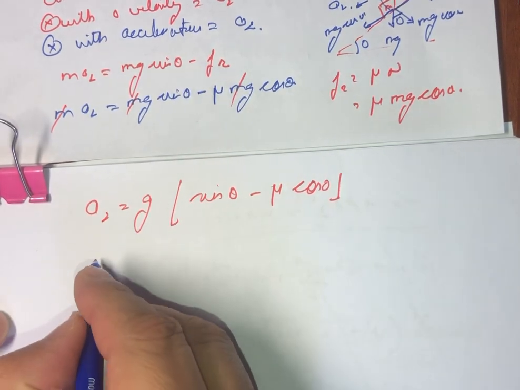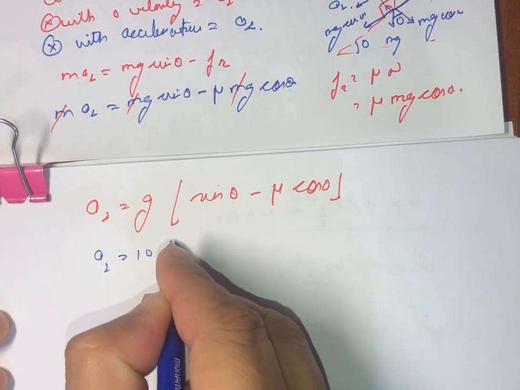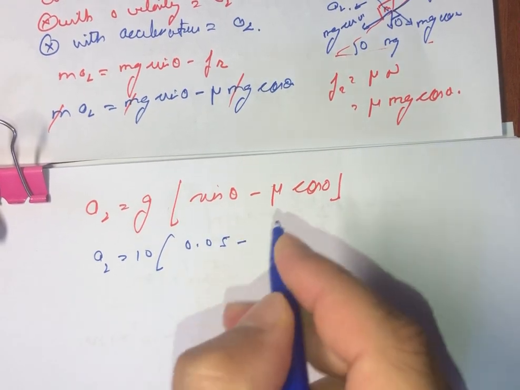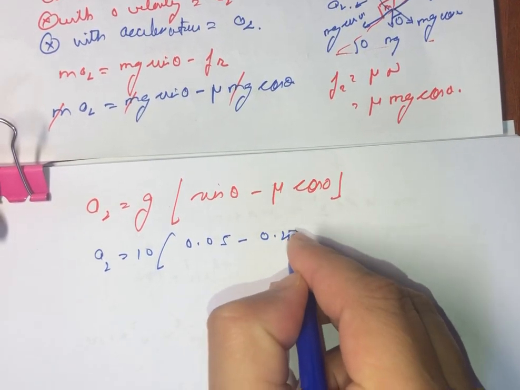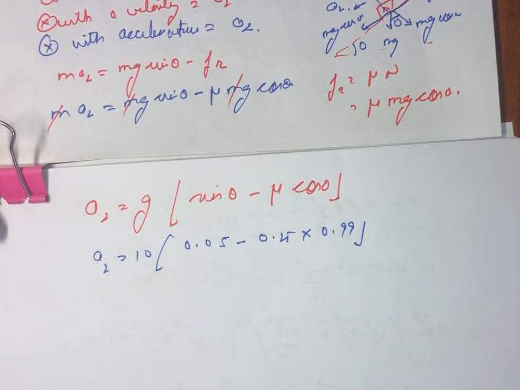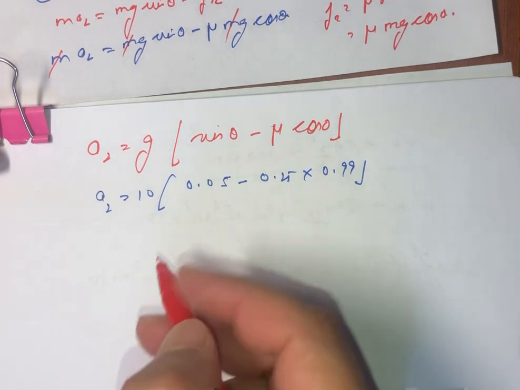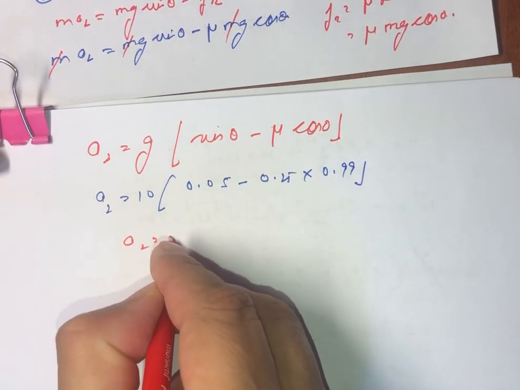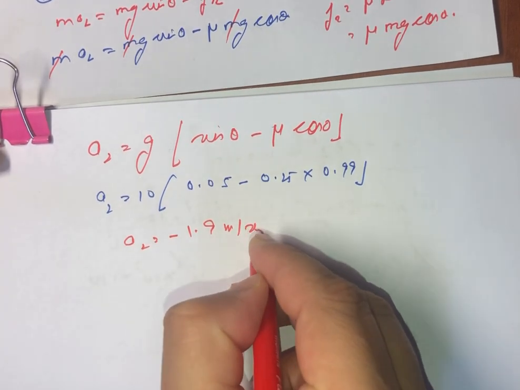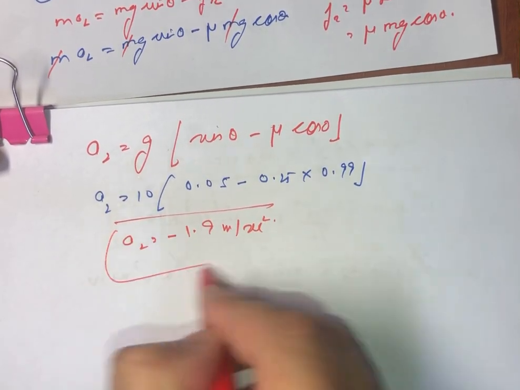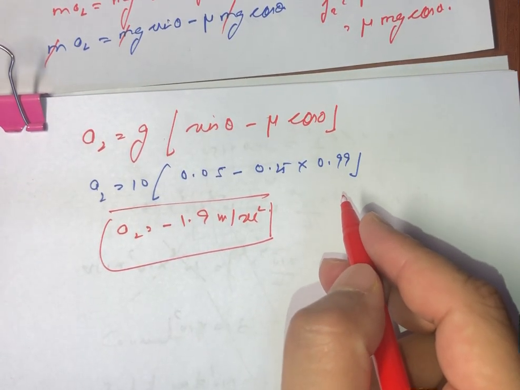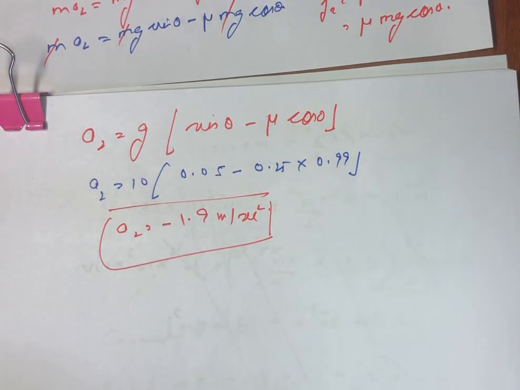Substituting values, g is 10, sine theta is given as 0.05, minus mu is 0.25 times 0.99. So therefore you get a2 is equal to minus 1.9 meter per second square. So once again, this is our retardation. Okay.